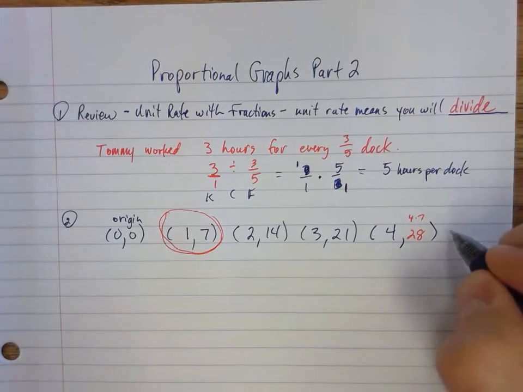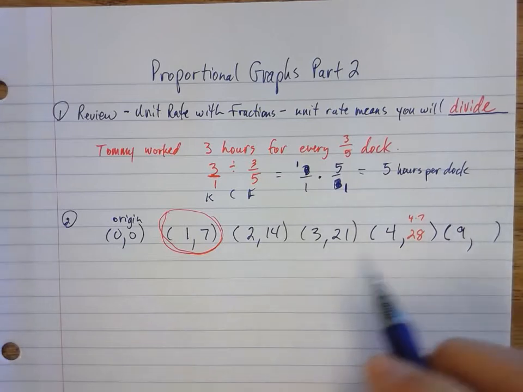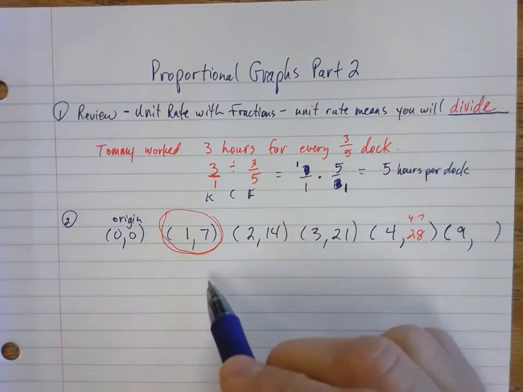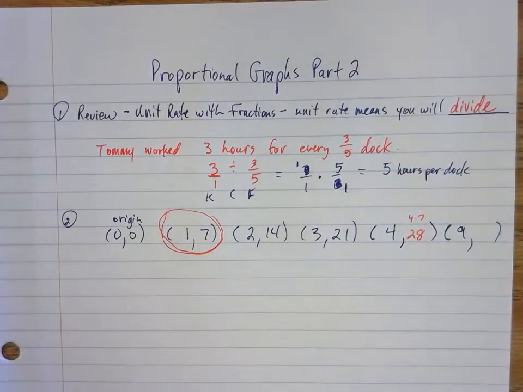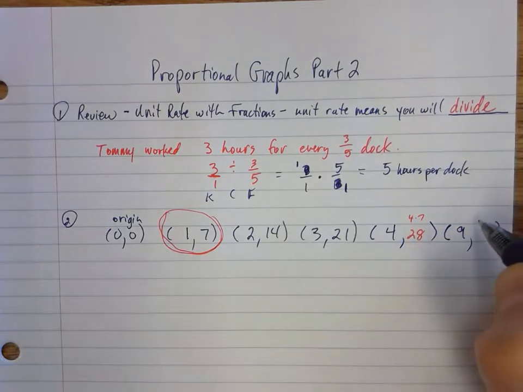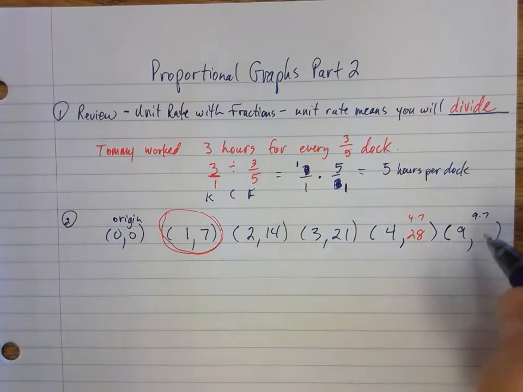My question to you would be, let's say we take it on up to 9. What would you graph at 9? We come over 1, 2, 3, 4, 5, 6, 7, 8, 9. Then what would we have to go up to on the y-axis? It would be 9 what? Again, you'd do 9 times 7. Do you know what 9 times 7 is? 9 times 7 is 63. Hopefully you got that right.